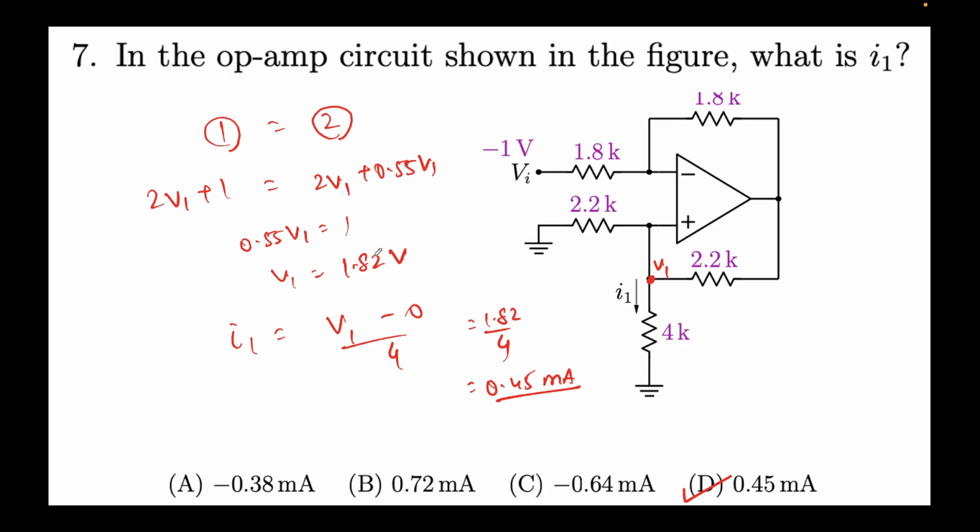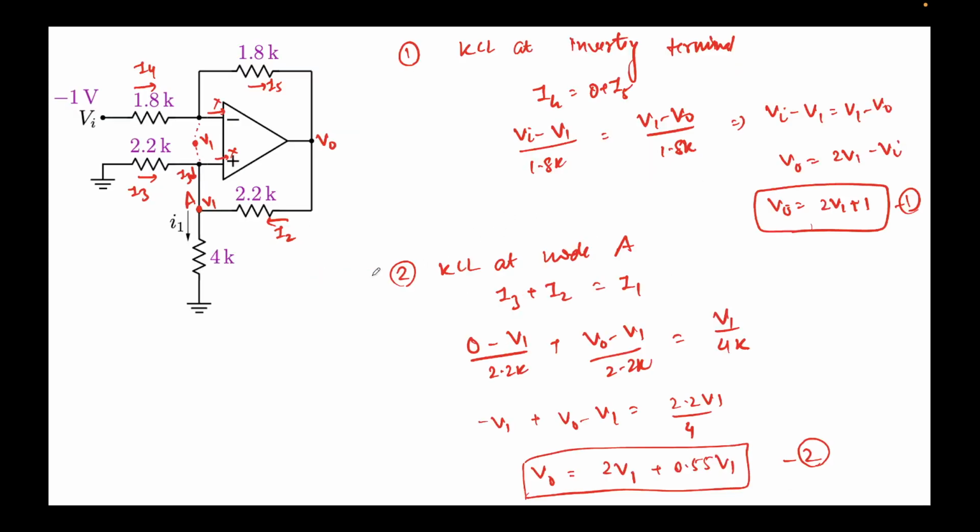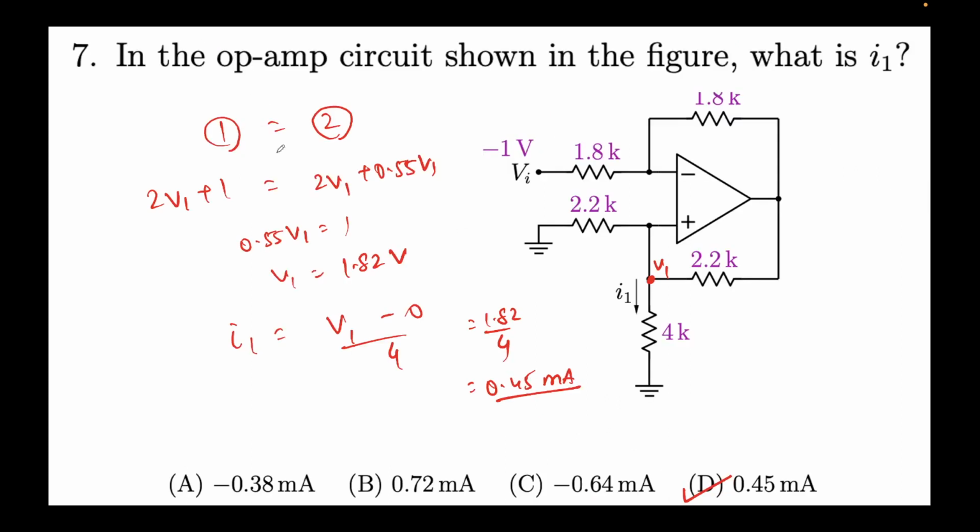Now a key thing to note here is that V1 is positive 1.82 volts. This means V0 will also turn out to be positive and Vin is negative. So again you see Vin is negative, Vout is positive, a phase shift of 180 degrees, which is happening because the input is being applied to the inverting terminal. Again, I keep on emphasizing the same thing.